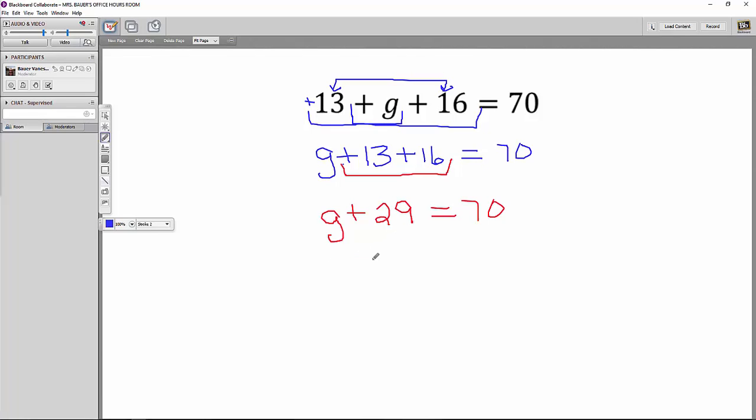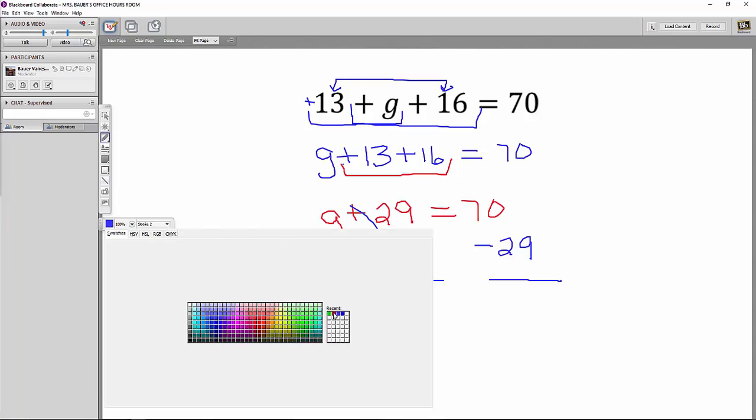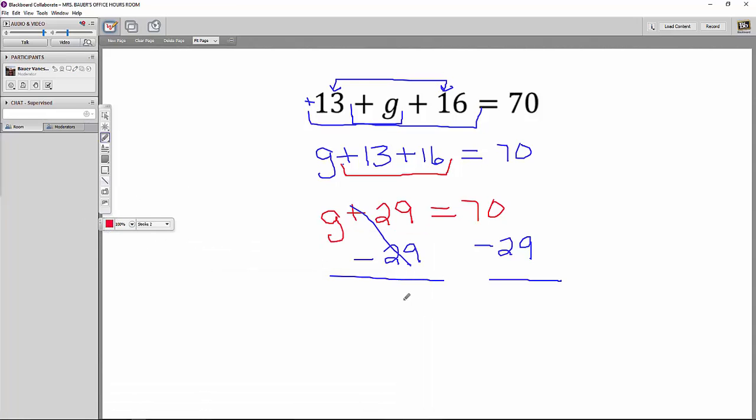You got it. We're going to subtract 29 on both sides of the equal sign, because plus 29 minus 29 cancels out to equal 0. And G plus 0 simplifies just to be G, and we get G by itself. Type into your calculator 70 minus 29, and you're going to find that our answer is 41. And we have solved our equation.